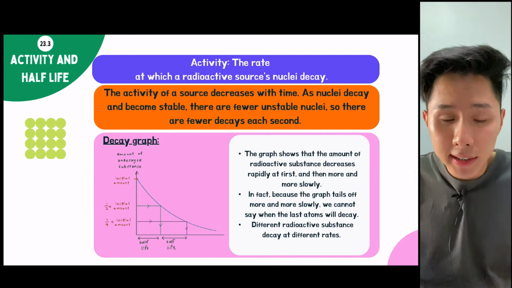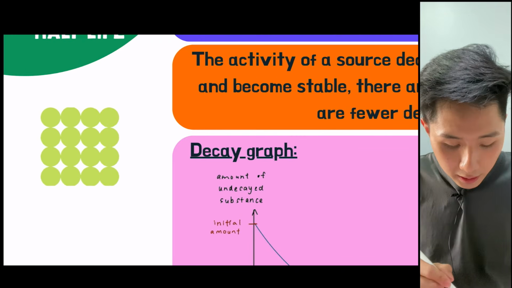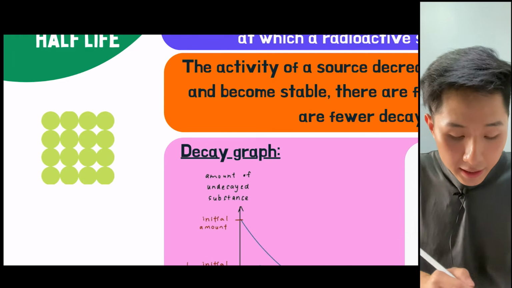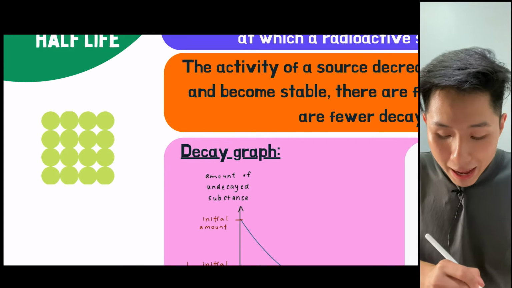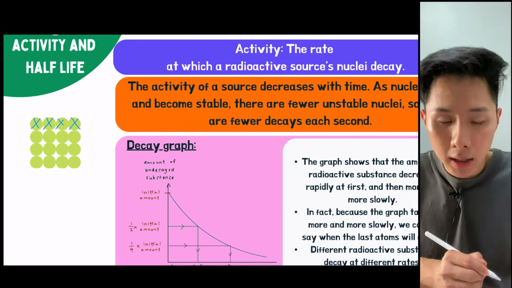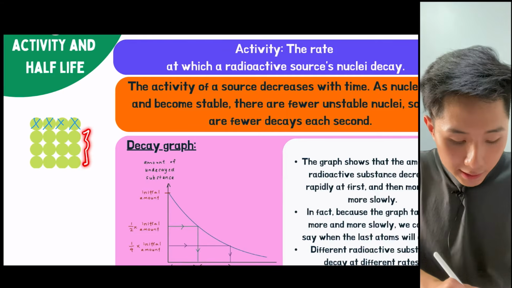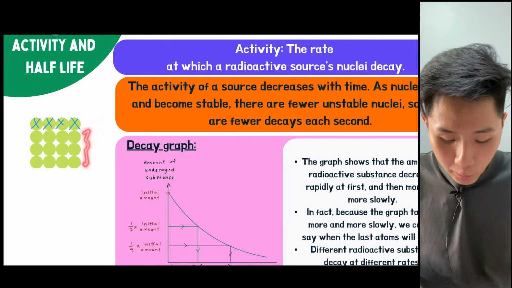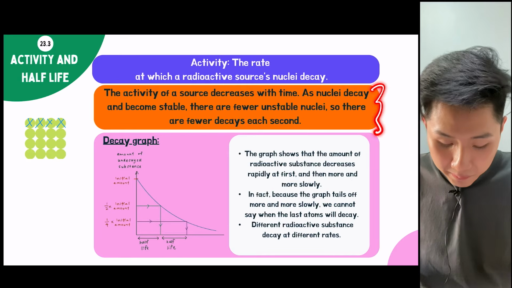So in order to explain this sentence, just look into this here. Imagine that this is the element and its nuclei. So what happens here is that as more and more nuclei undergo decay, the rate of decay will get slower because there are fewer nuclei remaining. So that's basically what it means here.